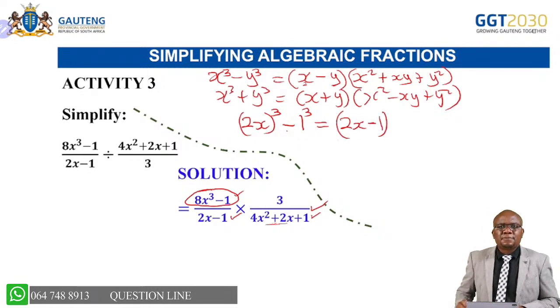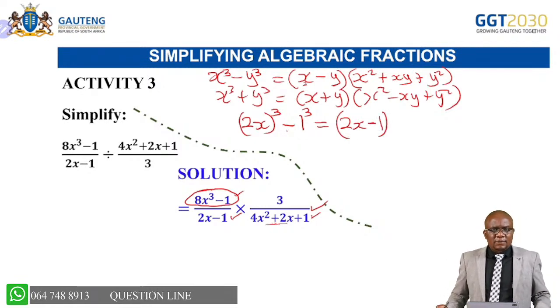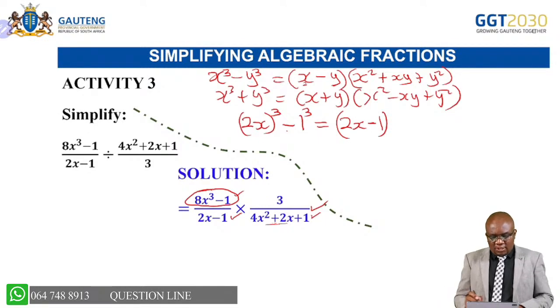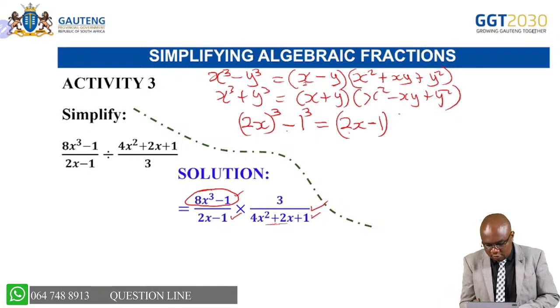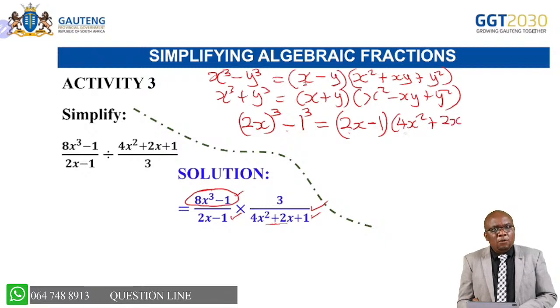First bracket. Okay? Second bracket, what do we do? Square 2x. It's going to be 4x squared. Change the sign. It's going to be plus. Multiply 2x and 1. It's going to be 2x. Always positive. Square 1. 1 squared is 1. You factorize.